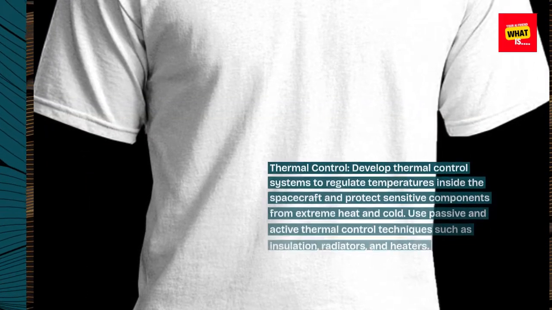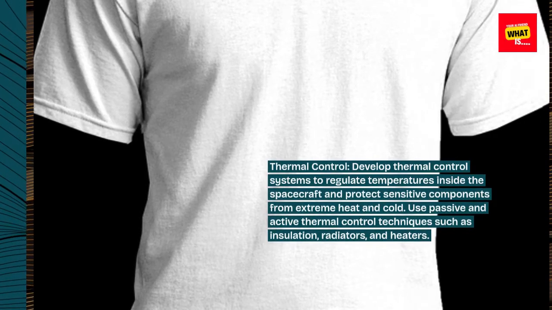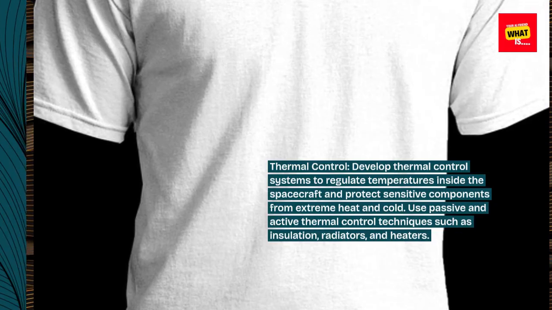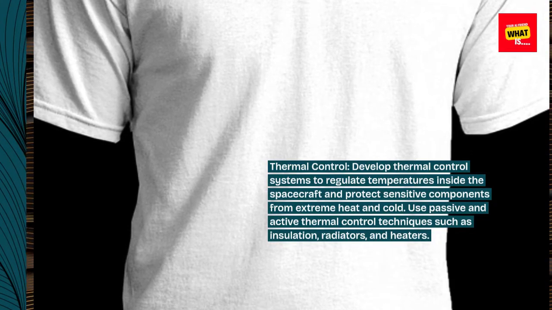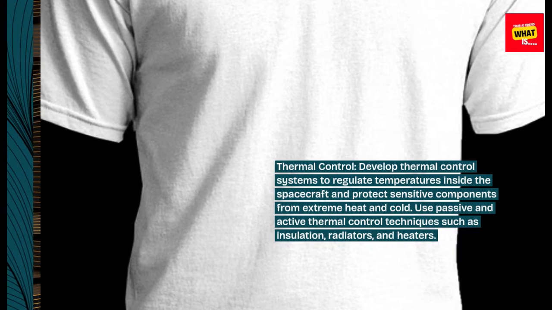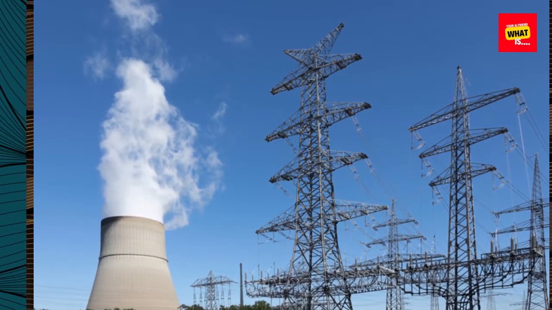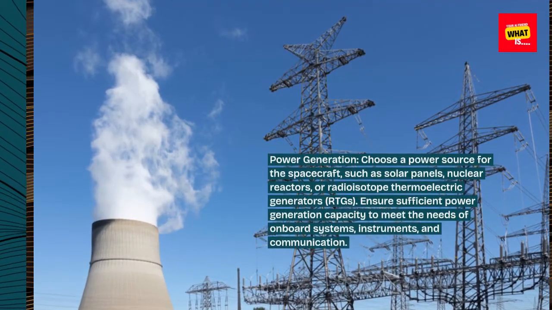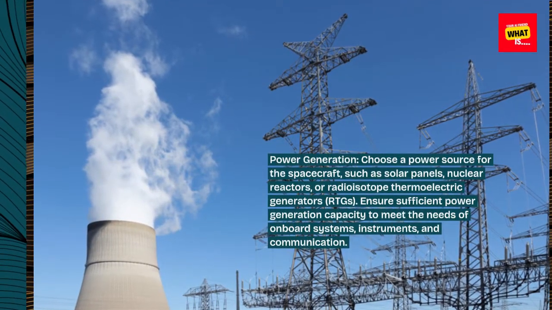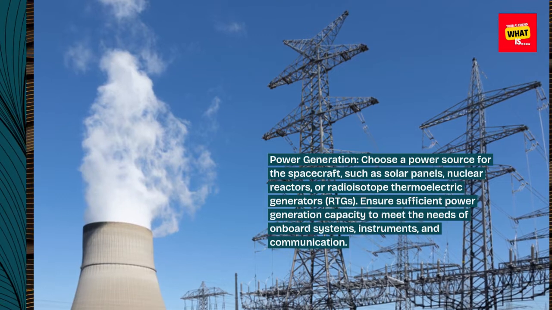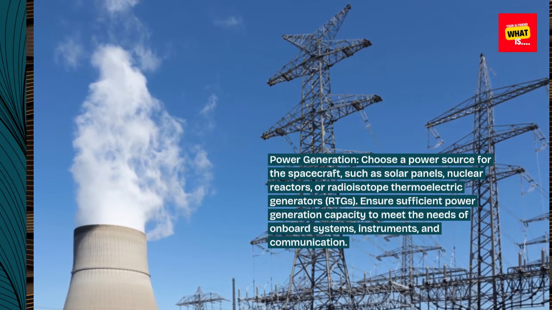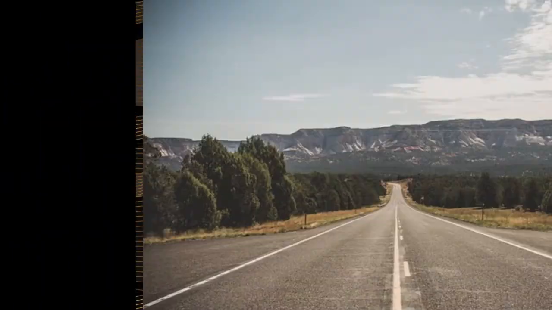Thermal control. Develop thermal control systems to regulate temperatures inside the spacecraft and protect sensitive components from extreme heat and cold. Use passive and active thermal control techniques such as insulation, radiators, and heaters. Power generation. Choose a power source for the spacecraft, such as solar panels, nuclear reactors, or radioisotope thermoelectric generators, RTGs. Ensure sufficient power generation capacity to meet the needs of onboard systems, instruments, and communication.